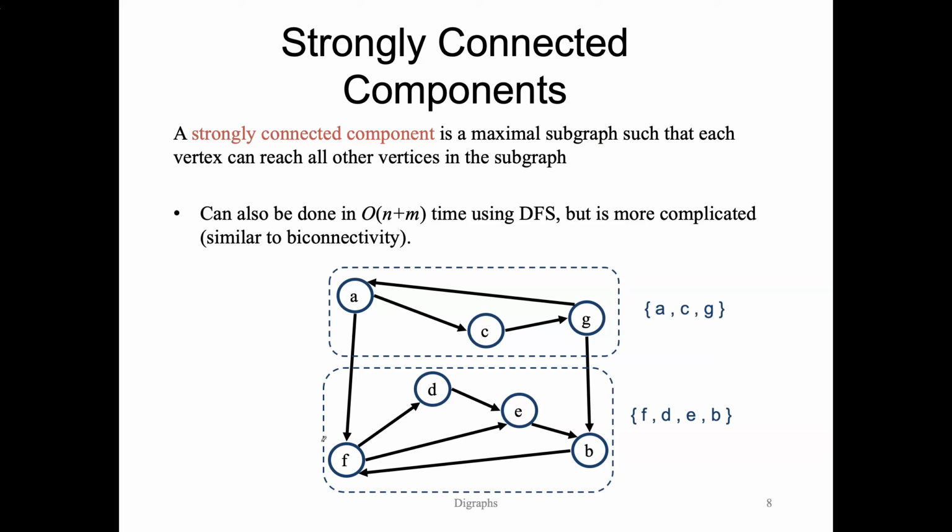A directed graph can be broken up into strongly connected components, which are maximal subgraphs that are strongly connected. This can also be done in linear time using depth first search, kind of how we did with biconnectivity, but a little bit more complicated. But this is just breaking up the original graph into maximal subgraphs so that all of the vertices in this subgraph are strongly connected. They're reachable to every other vertex in that subgraph.